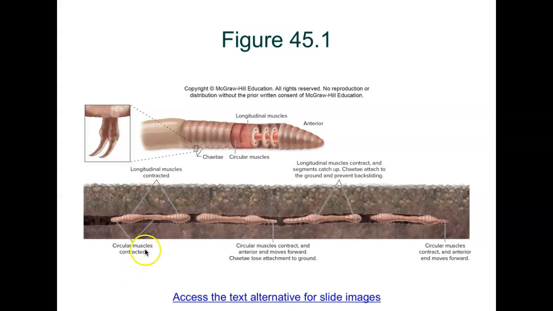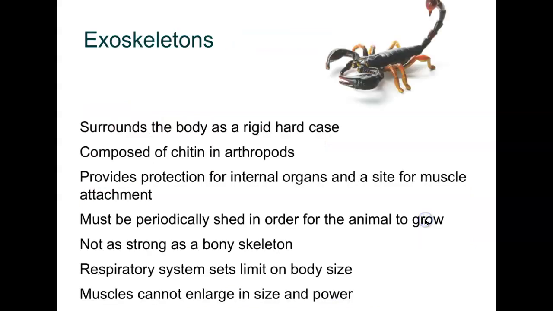Here is a picture of a crawling earthworm, and you can see these peristaltic-like contractions of the muscles pushing against the internal hydrostatic skeleton. This is what propels the earthworm as it moves through the dirt.